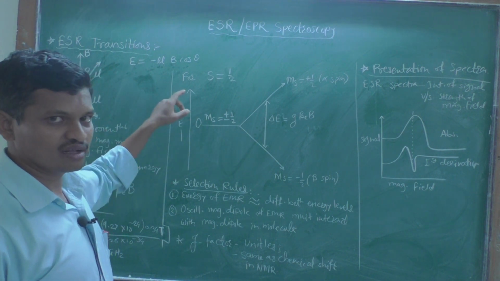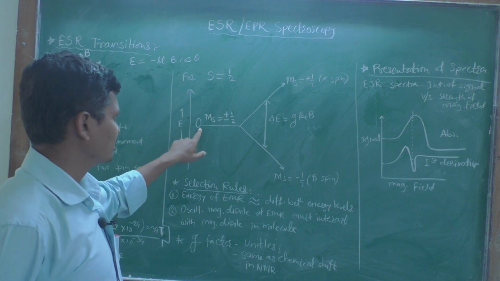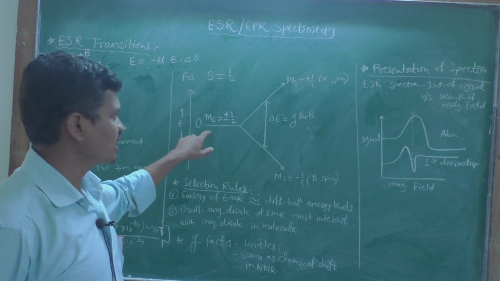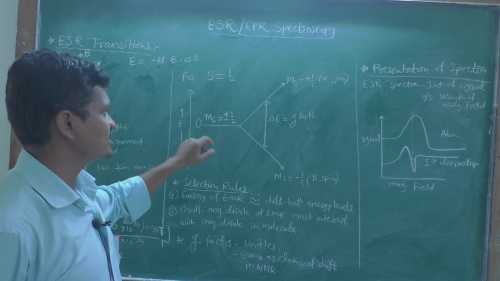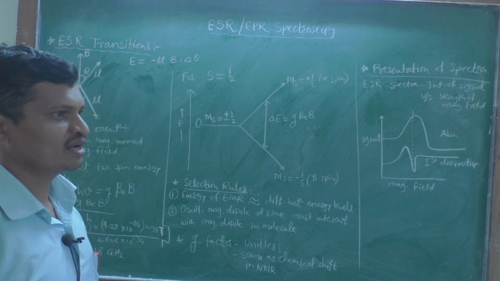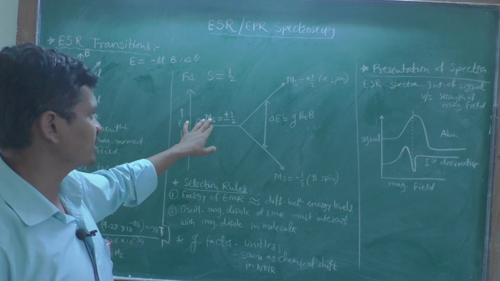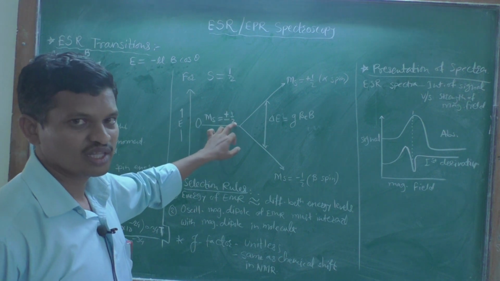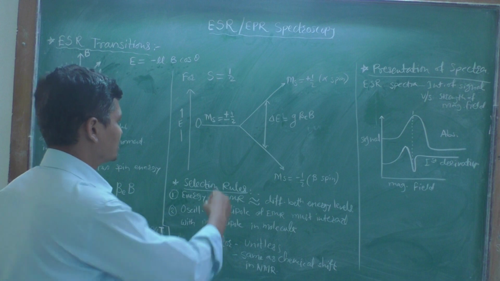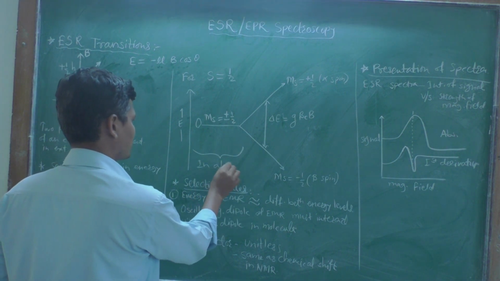Here the energy is plotted on the y-axis. Energy 0 means that both the magnetic moments are degenerate, having the same energy. So ms is equal to plus minus 1/2. This is the situation in the absence of a magnetic field.